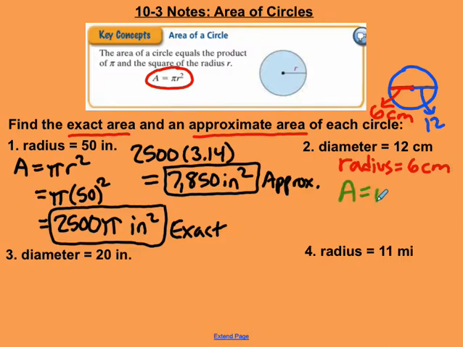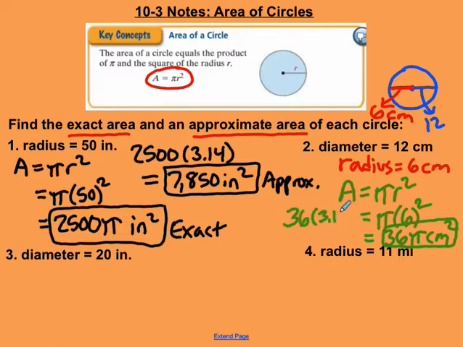Area equals pi r squared. So I have pi times 6 squared. Again, I'm going to flip around the order after I evaluate this. 6 squared is 36. 36 pi centimeters squared. That would be your exact area. Now if you want to find the approximate area, you're going to take 36 times 3.14. And in doing that, you get about 113 centimeters squared for your approximate area.